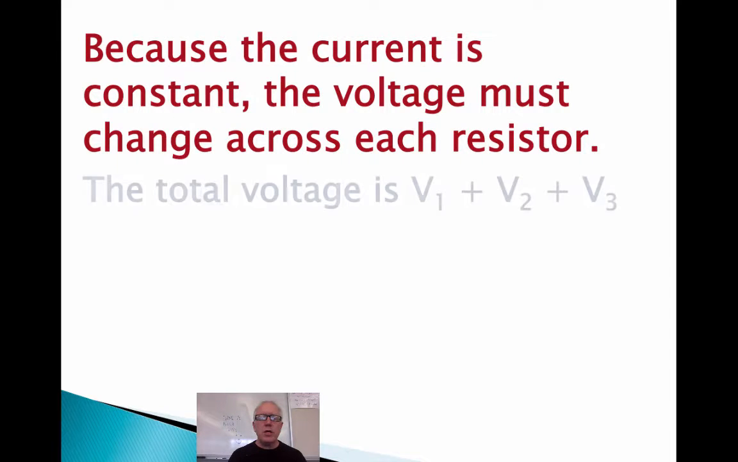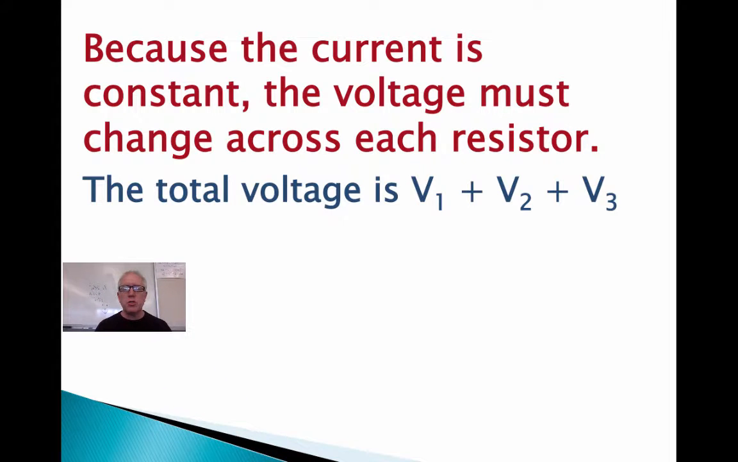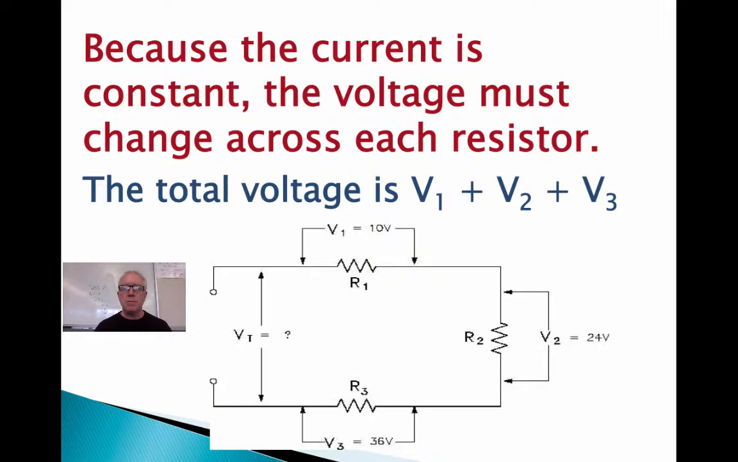Now each one of these resistors is going to have what they call a voltage drop across the resistor. When you add up each individual voltage across the resistors, that gives you the total voltage. So in this example, we have a voltage drop across the first resistor of 10 volts. Don't think of a drop as something going down. It's just terminology for the amount of voltage across each resistor.